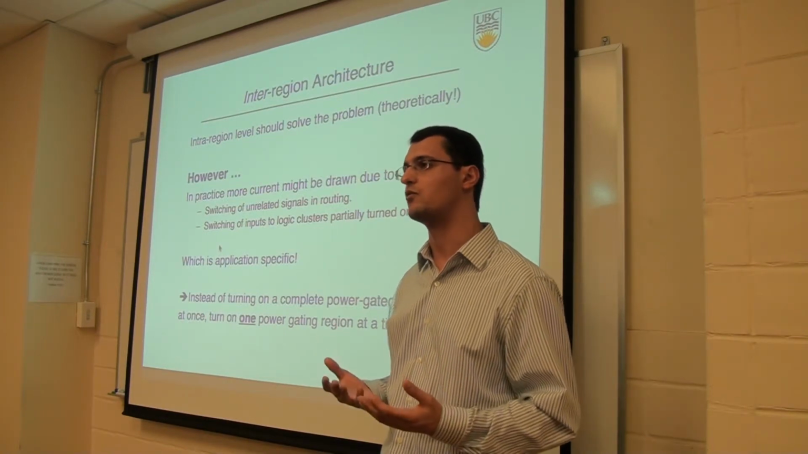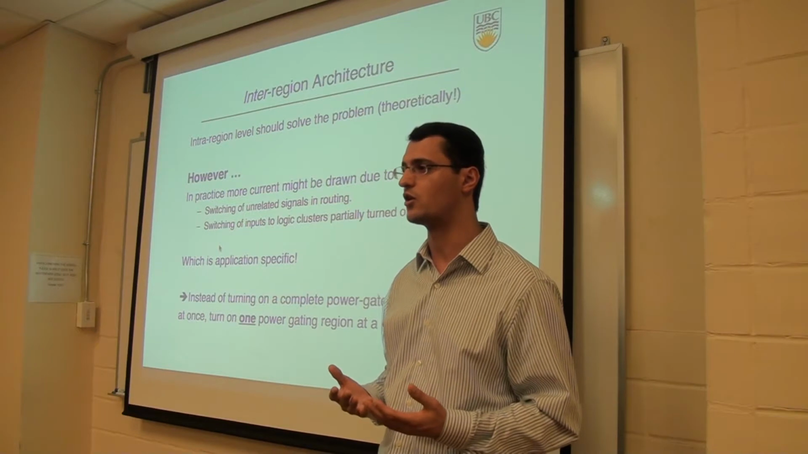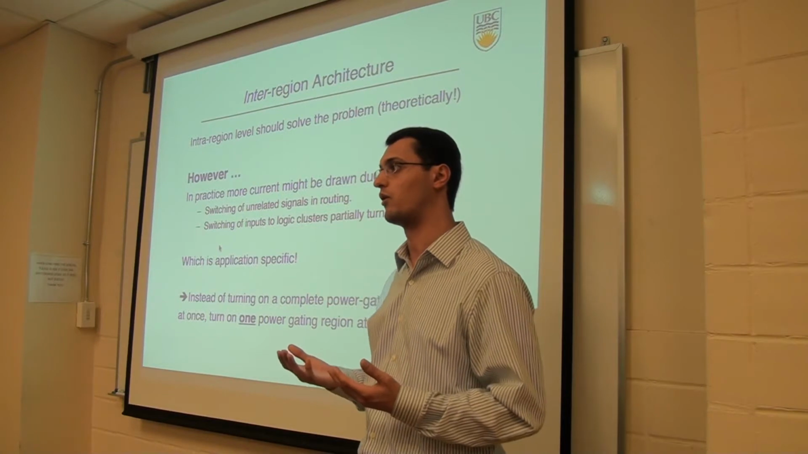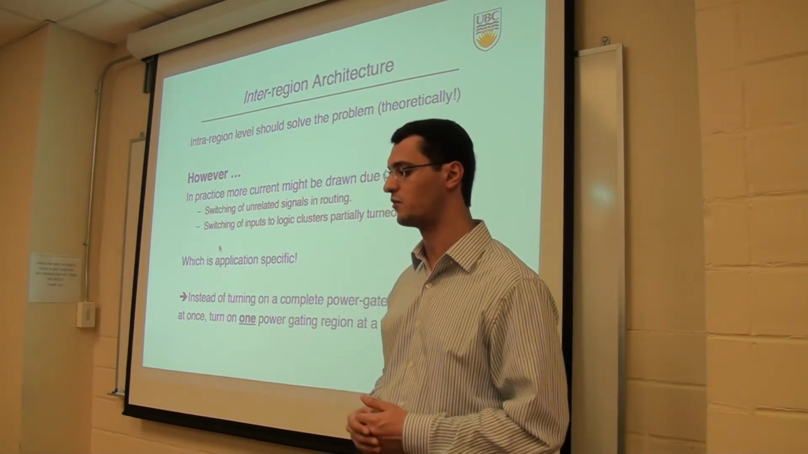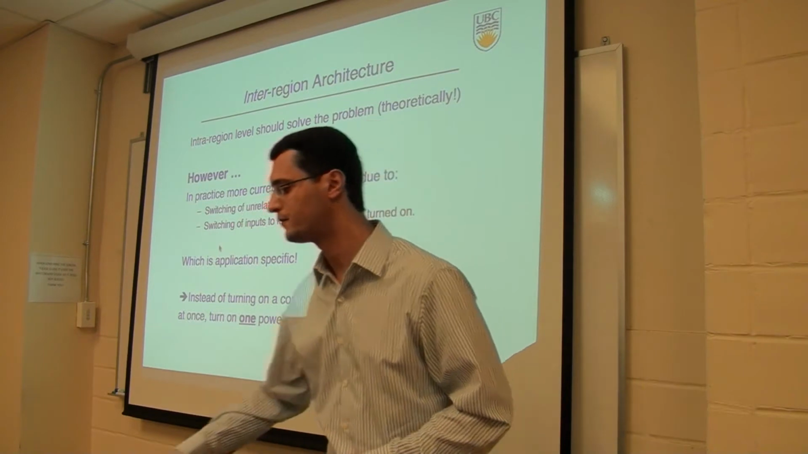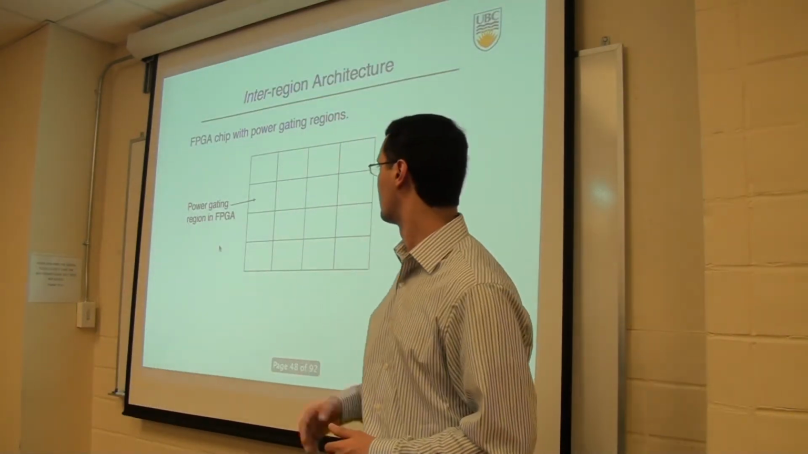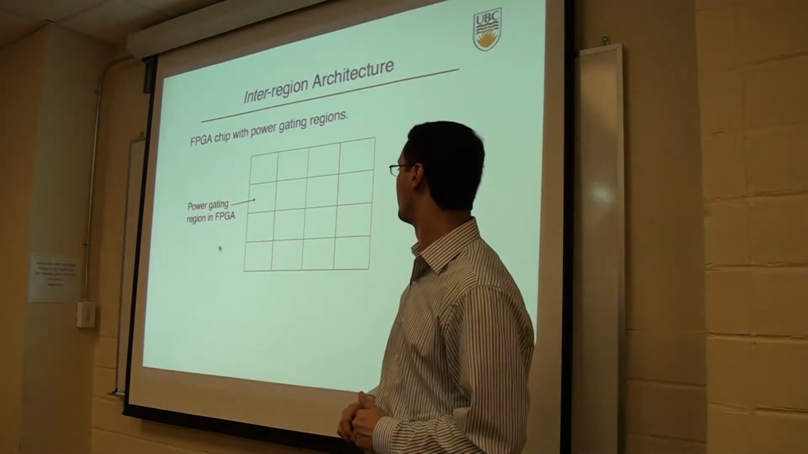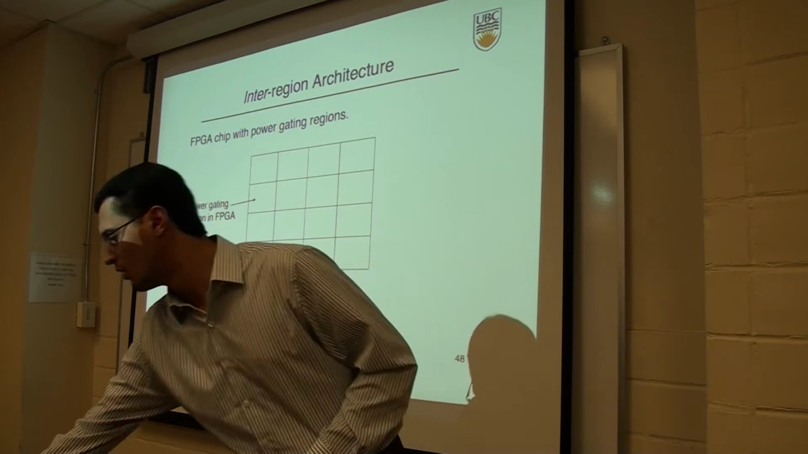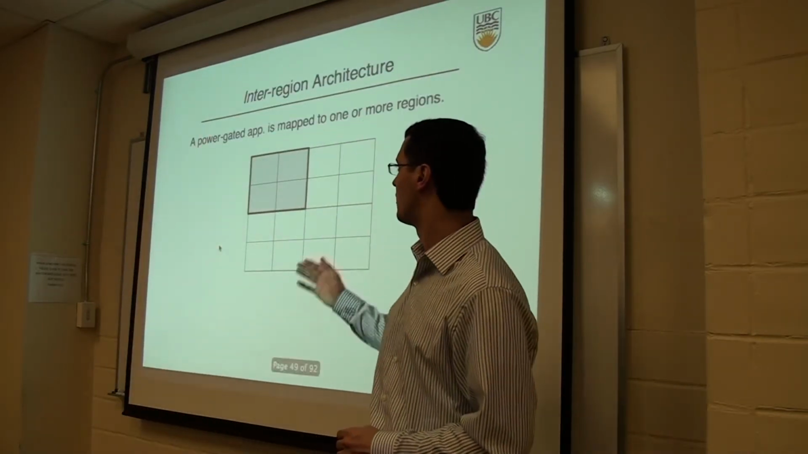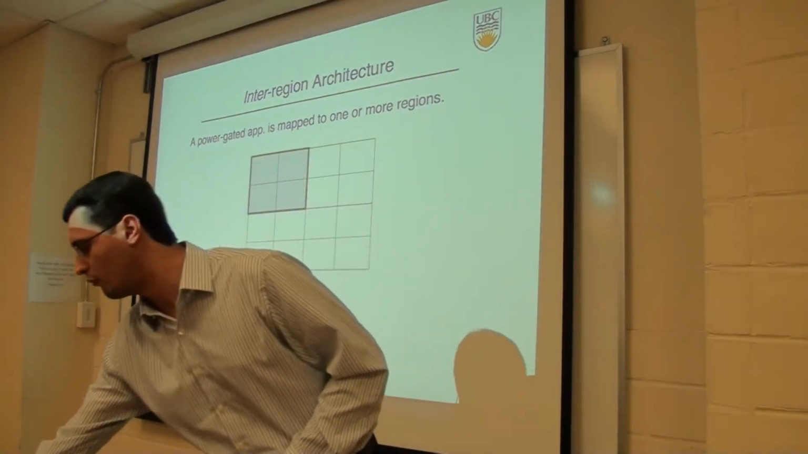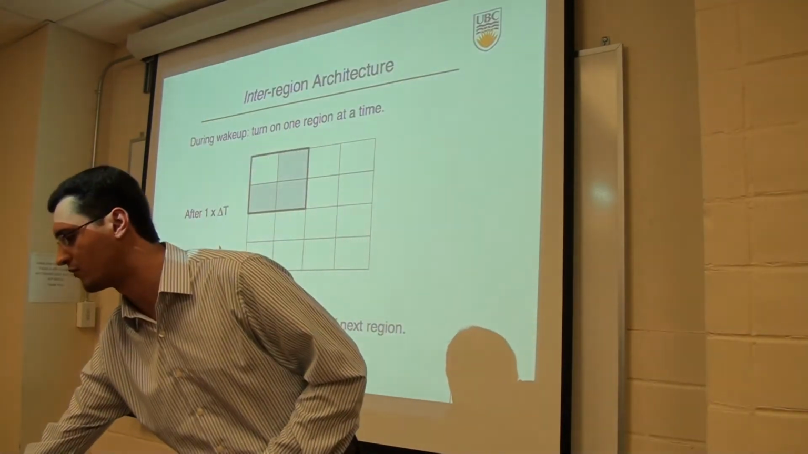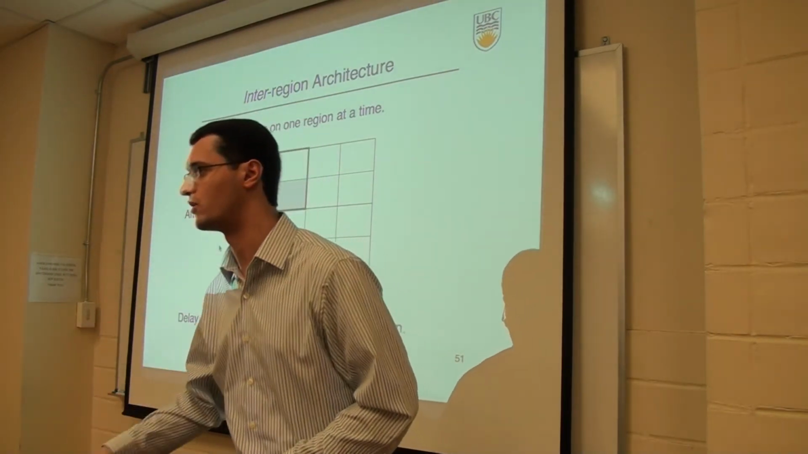So instead of turning on a complete power domain or power-gated application at once, what we can do is turn on one power-gated region at a time, or maybe more than one at a time. But I will explain how to turn on one power-gated region at a time. So, to explain how this works, if this is a power-gating FPGA with power-gated regions, and this represents an application that's mapped to 4 of these regions, we want to insert some delays between the turn-on of regions. So here we turn on one region, after some amount of delay we turn on the second region, and so on.